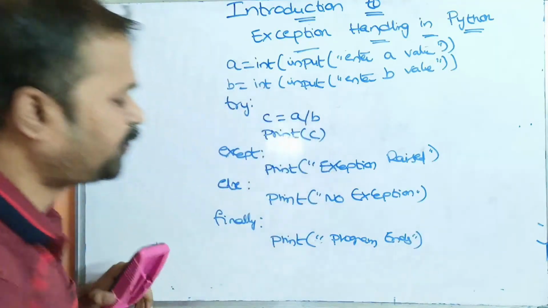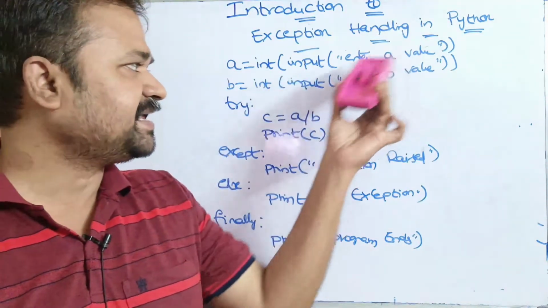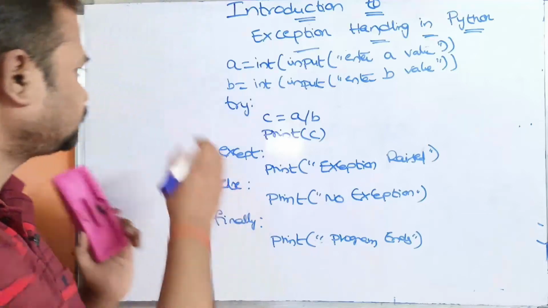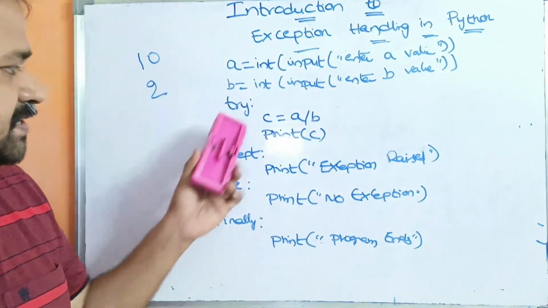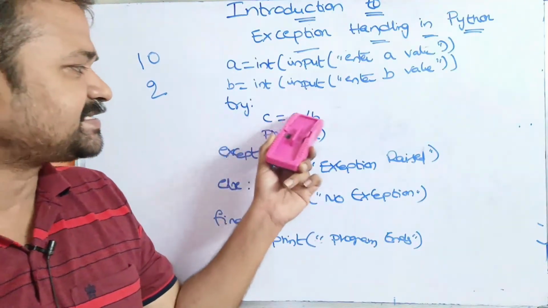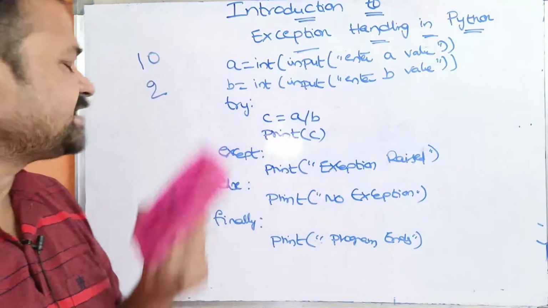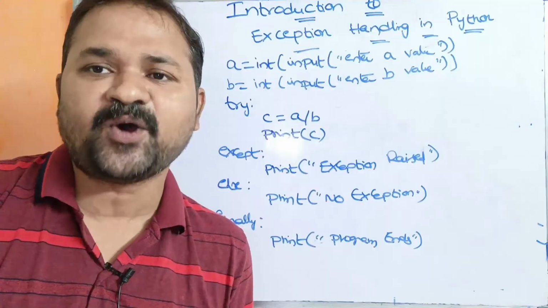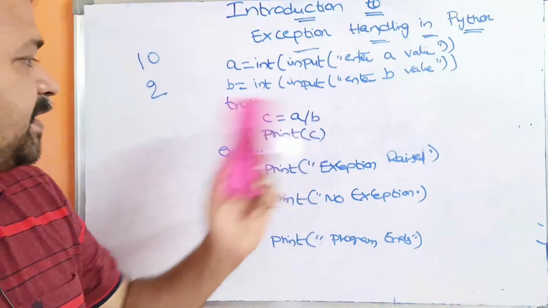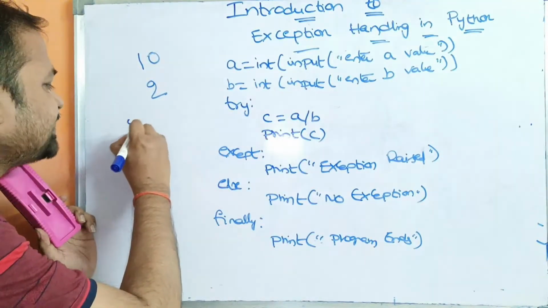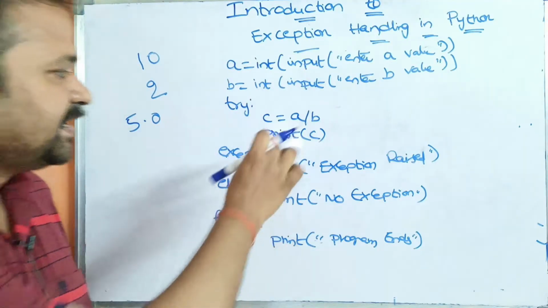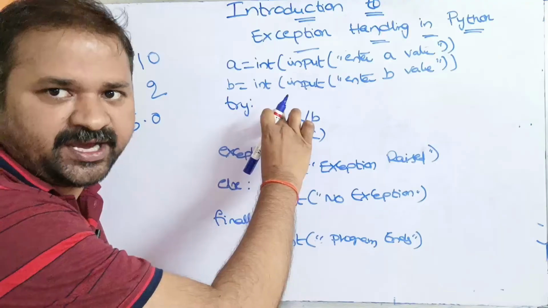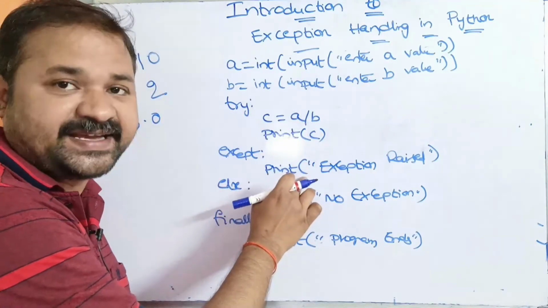Now let us see the program execution. Enter a value, enter b value. Let a value be 10, b value be 2. First the try block will get executed. c is equal to a by b. What is the result of 10 by 2? 5.0. Print of c means that value will be printed, so we will get the result as 5.0. Here there is no exception, so the except block won't execute.